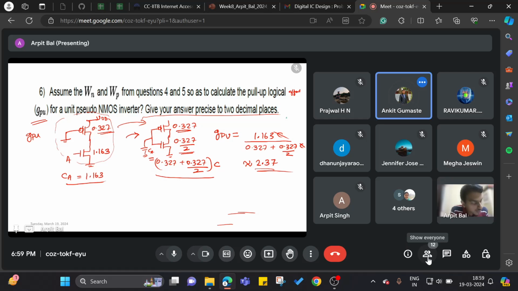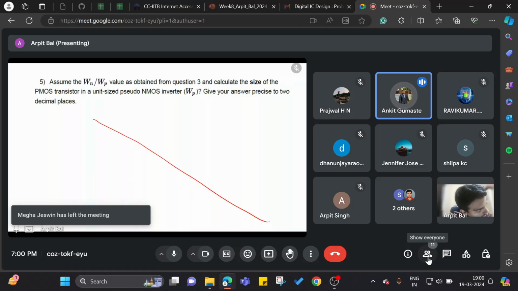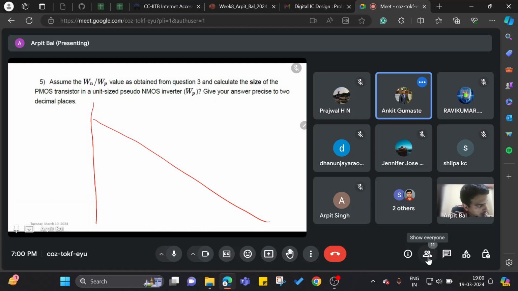I have a doubt in pseudo-NMOS. Sir, I was having a doubt regarding the pull-down reference inverter. Could you clear that concept?